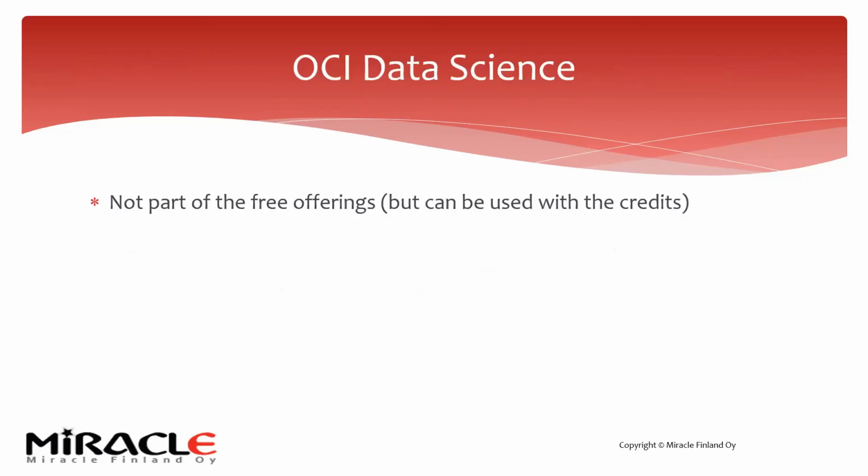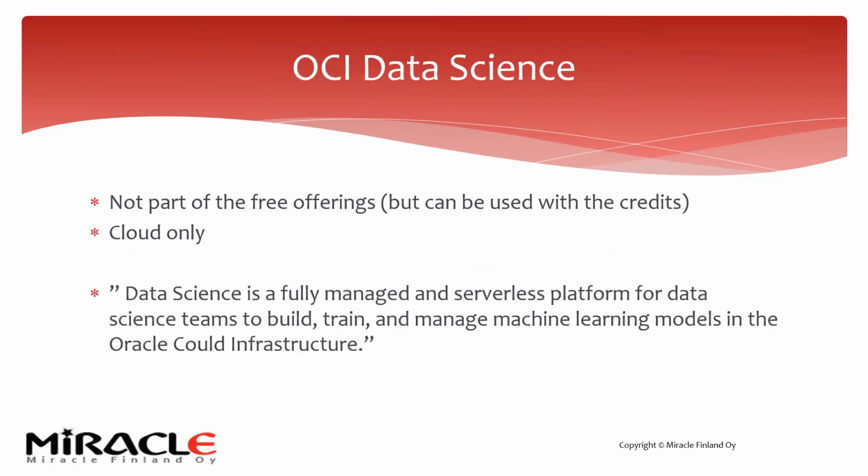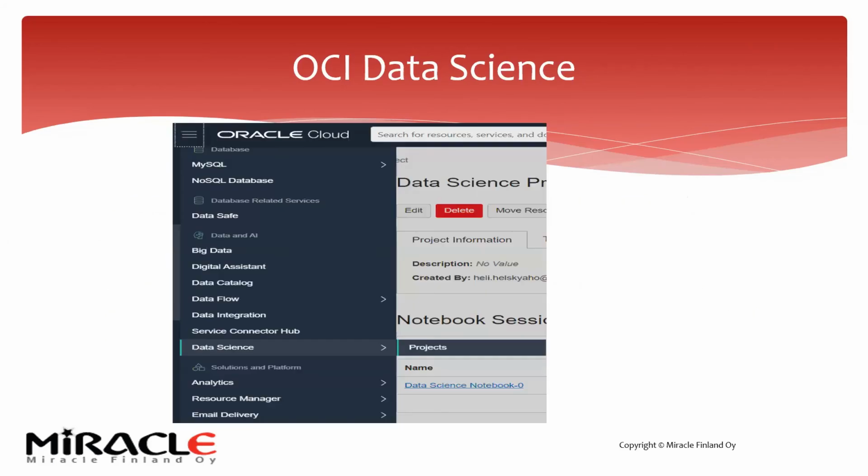data science. This is not part of the free offerings, but if you start a new free tier, you get some extra credits that you can use to test data science as well, only in cloud. This is how the manual describes: data science is a fully managed and serverless platform for data science teams to build, train, and manage machine learning models in the Oracle Cloud Infrastructure. So this is actually for somebody who's very into Python, because you are able to pip install any kind of libraries in there. You find it from OCI here.